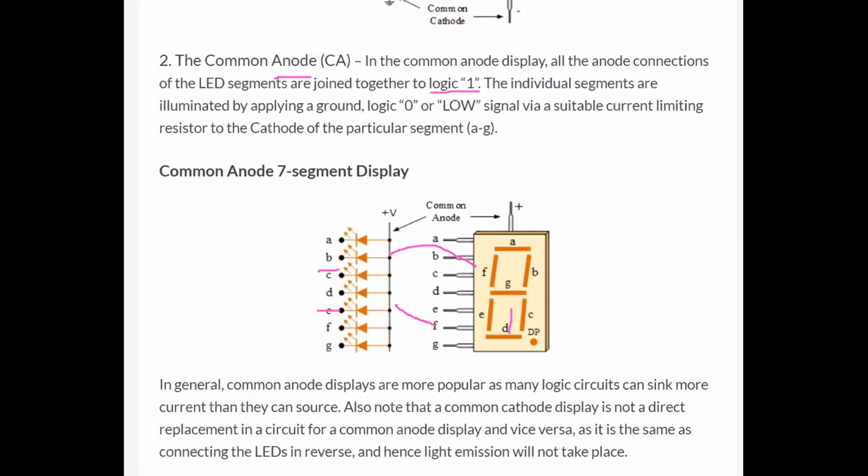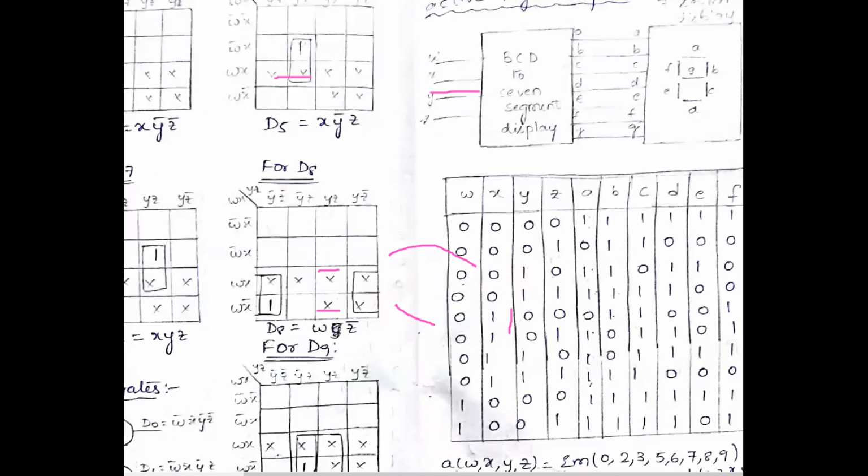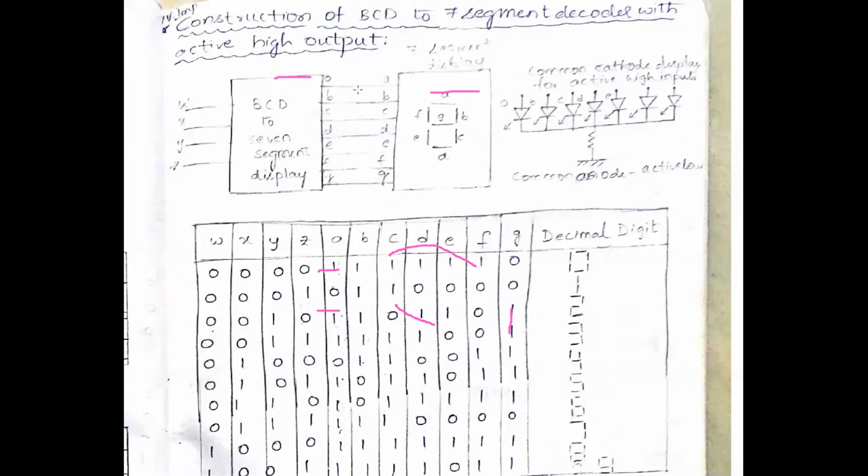Now we'll go to the actual topic. Common anode, common cathode అంటే ఏంటో చెప్పాను. Now we are going to see what are the things; we can verify in the PDF the construction of BCD to 7-segment decoder, 7-segment decoder with active high output. Therefore, నేను 7-segment decoder design చేస్తున్నాను.